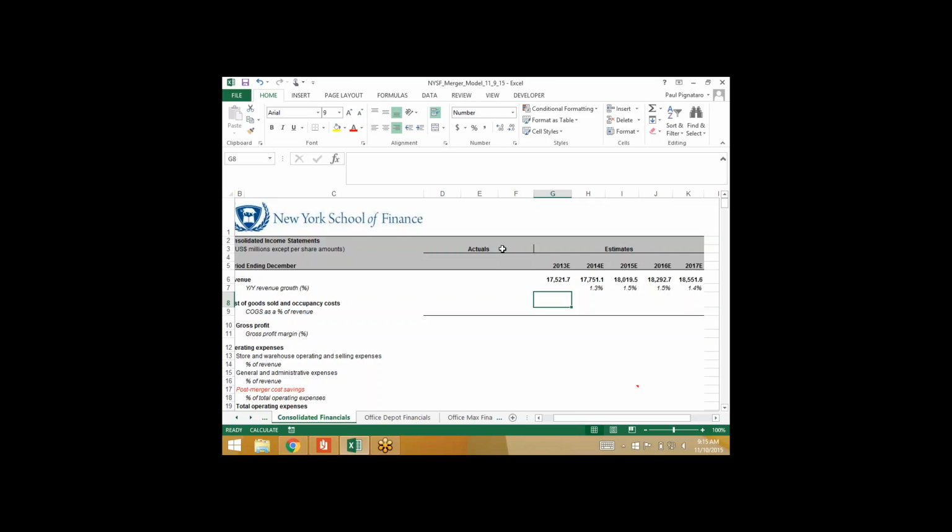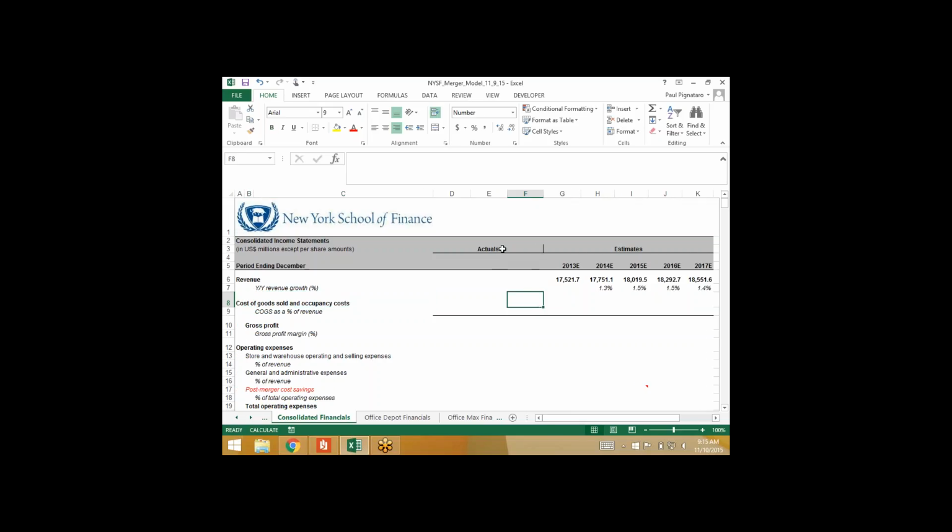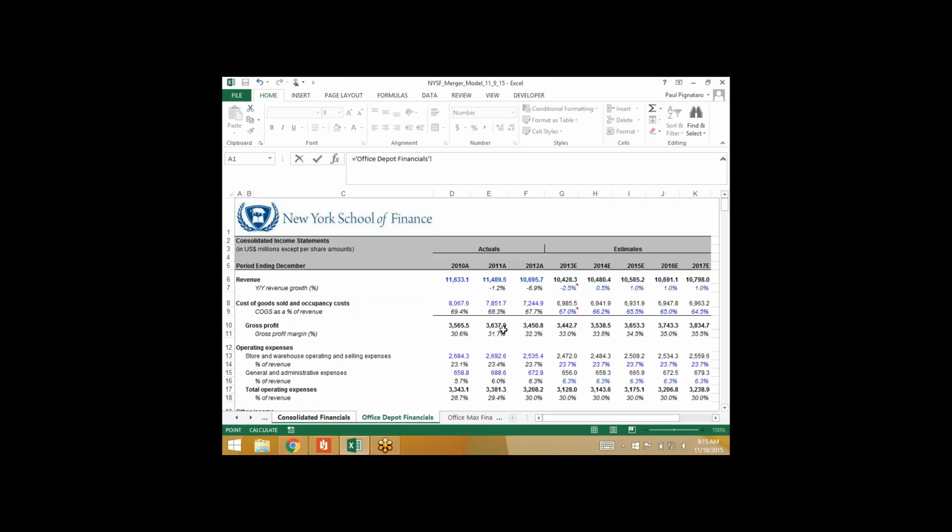AJ. I was just going to say, yeah, it also helps to look at the industry growth rate to see if it's in line with that. Yeah, absolutely. So the thing not to lose sight of when you're doing the mechanics is to step back and think about where things are going and why. Okay. Cost of goods sold, again, adding together acquirer plus target COGS. And you want to think about the operation. These are competitors, so you'd assume that their costs are going to be similar. Their margins are going to be similar. 67% for Office Depot. Office Max, okay, a little bit higher, 71%.